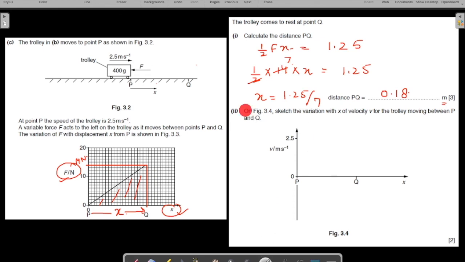Alright, so let us look here. On this figure 3.5, sketch the variation of the velocity V with X for the trolley moving between P and Q. So you have to sketch how the graph of velocity versus displacement would look. What was the initial velocity at point P? When the displacement was 0 at point P, the velocity was 2.5, and finally at point Q, the velocity was 0. Join them with a curve and that should be your answer.